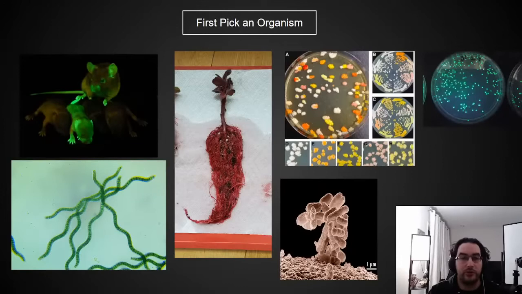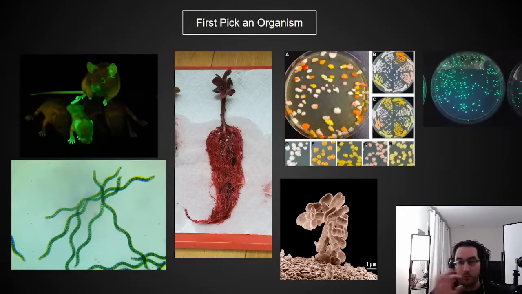So first things first, you got to pick an organism. And this is really going to dictate heavily what you can do. So, if you want to treat a disease, you're going to be looking at animals. Whereas if you want to grow a new crop, you're going to be looking at plants. Whereas if you want to make a protein or a chemical, you're probably going to be looking at something like an algae or some other microbe.